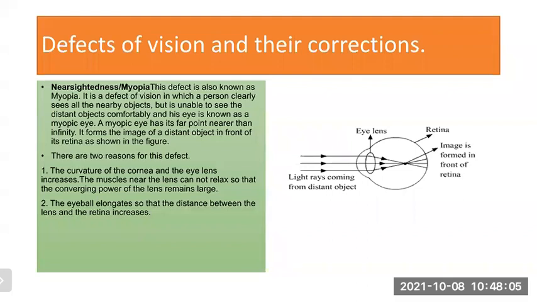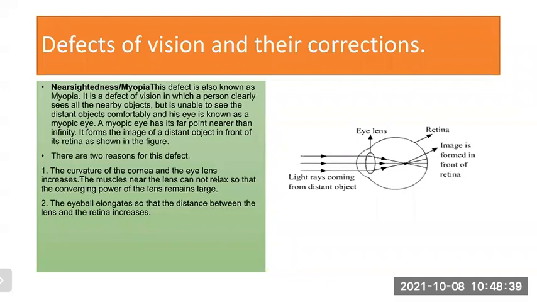Got it? Now a myopic eye has its far point nearer than infinity. Got it? It means that the far point of the eye is not at infinity, but it shifts closer to the eye. Got it? And what are the reasons for this? Let us see those reasons. The curvature of the cornea and the eye lens increases.